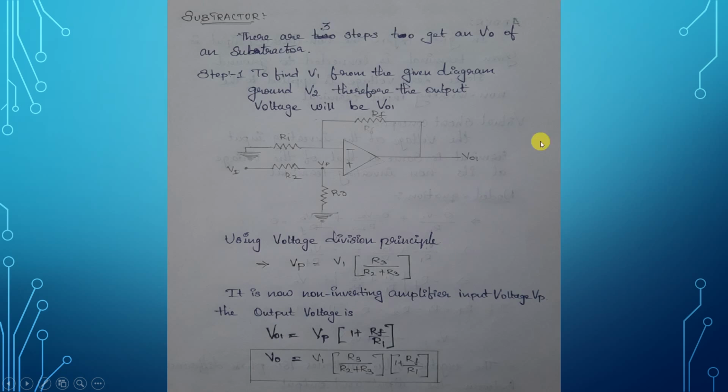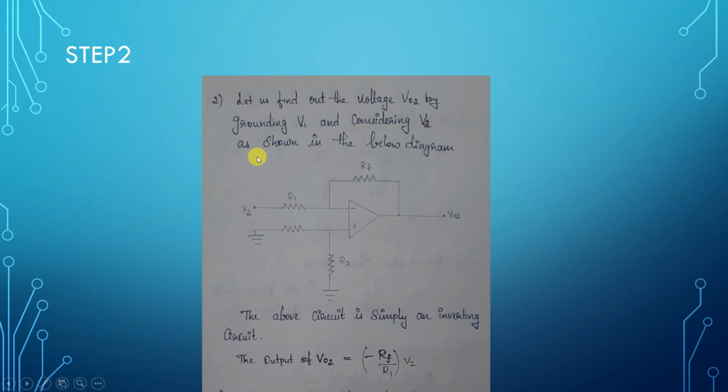After finding Vp, V01, that is the output of the V1 circuit, when voltage V1 is applied, is Vp times 1 plus Rf by R1, where Rf is this feedback resistance. So V0 equals V1 times R3 by R2 plus R3 times 1 plus Rf by R1. And the second step is the opposite of this: V1 is grounded and V2 is given.